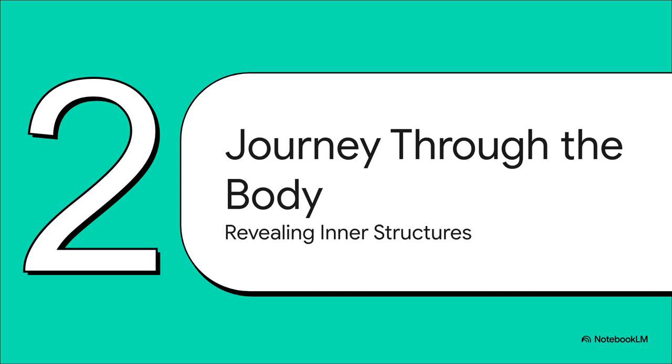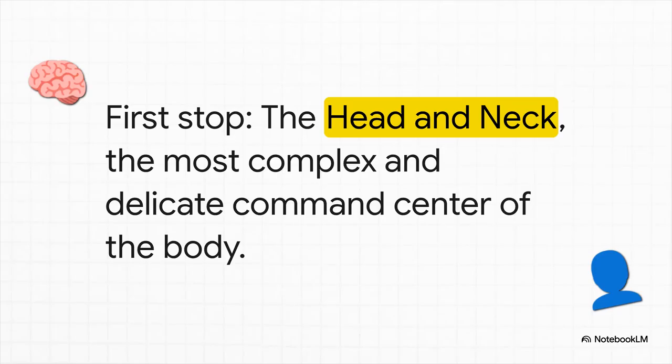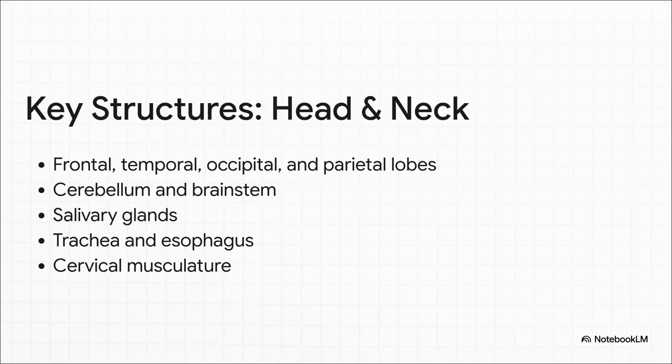We're going to take a quick trip from head to toe and see exactly what these different planes can show us. And we're going to start right at the top, in the body's super delicate command center, the head and neck. Using these planes, a doctor can digitally slice through the brain to check out everything from the frontal lobes, which is where we do our planning, to the cerebellum, which controls our balance. They can see if the trachea is clear or if the salivary glands are swollen, all by looking at it from these different, totally crucial angles.